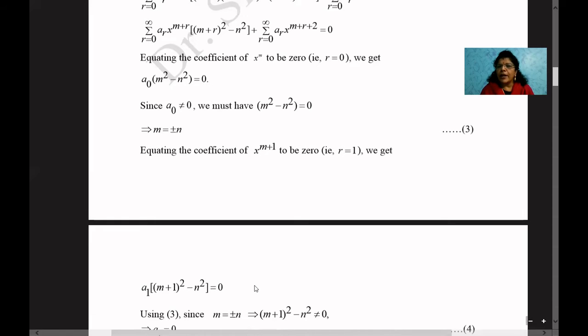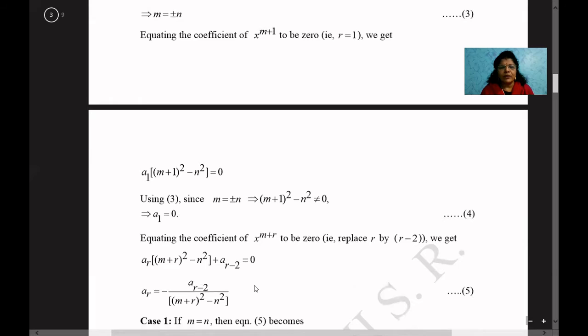Again, a product of two terms equal to 0 means either a1 equal to 0, that is the first term, or the second one equal to 0. Is it possible to get the second term equal to 0? No. Why? Because already using the third equation, we know that m is equal to plus or minus n. If I choose the second term, m plus 1 the whole square minus n square equal to 0, I'll be getting m plus 1 is plus or minus n. Here m is plus or minus n, which is contradictory. So the second term cannot be equal to 0. Thus we have got a1 equal to 0, which I am calling equation number 4.